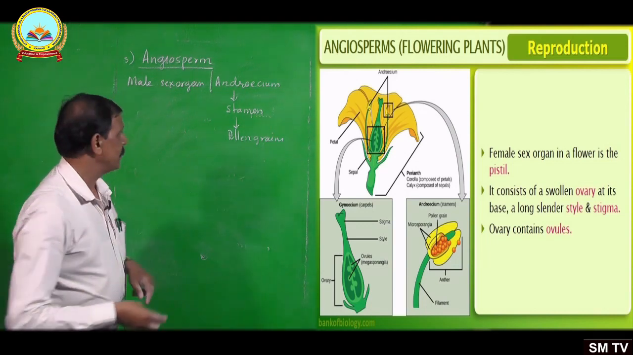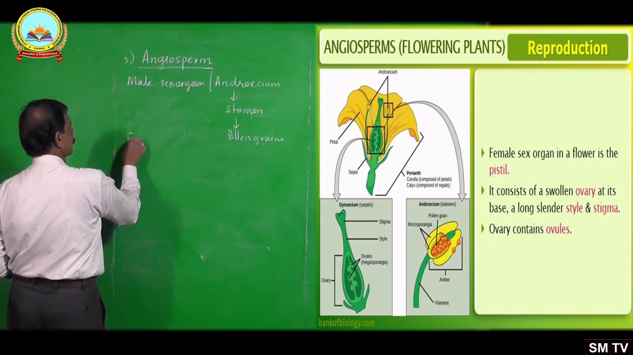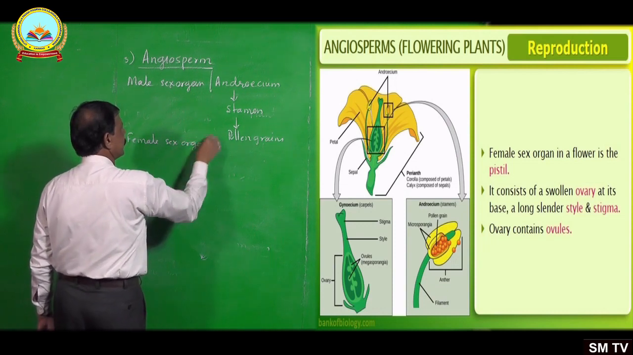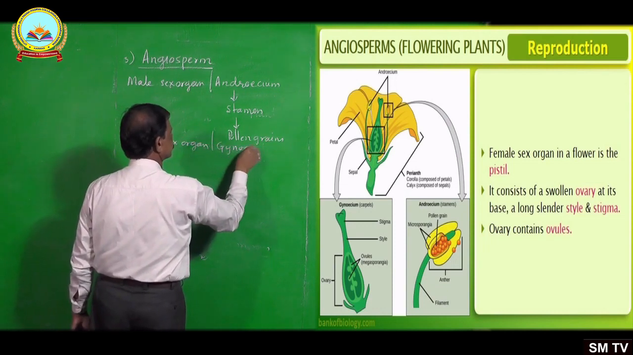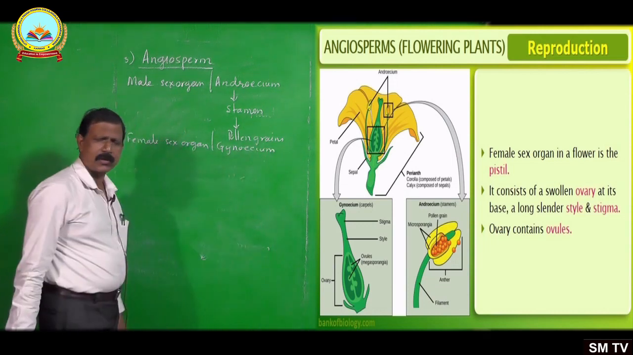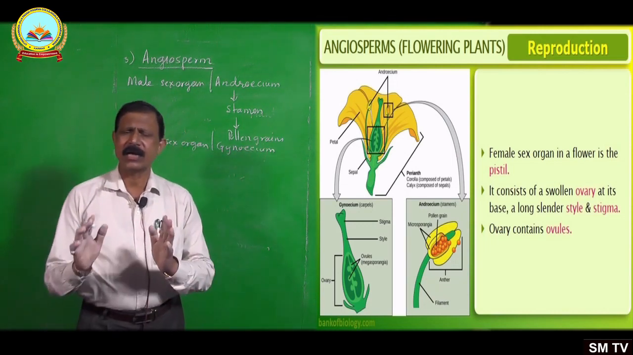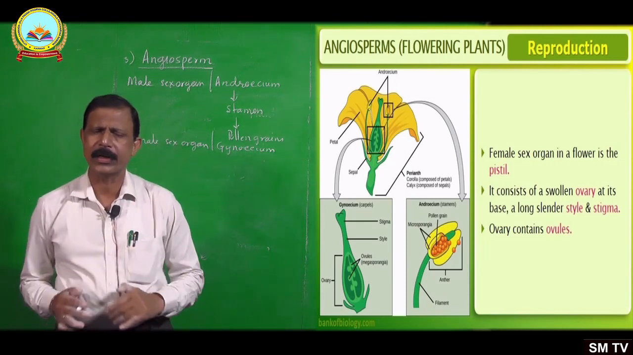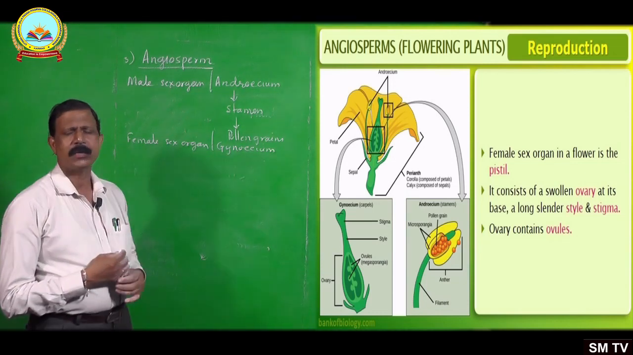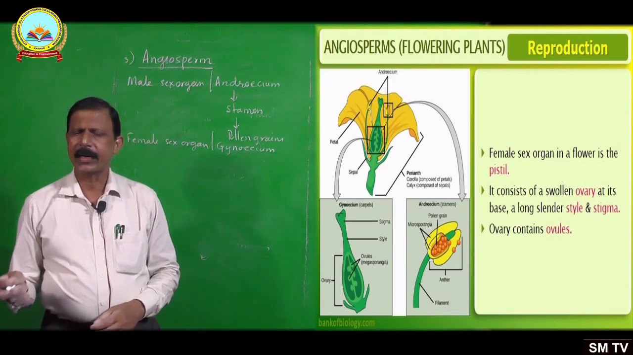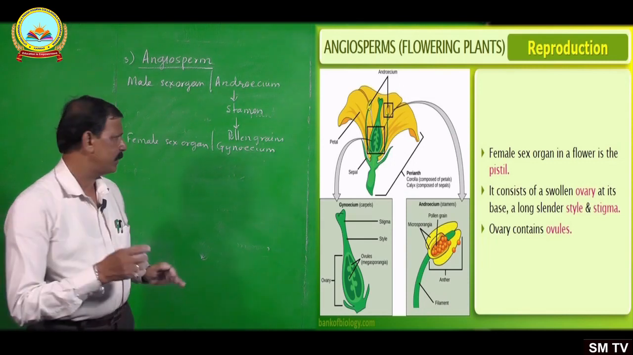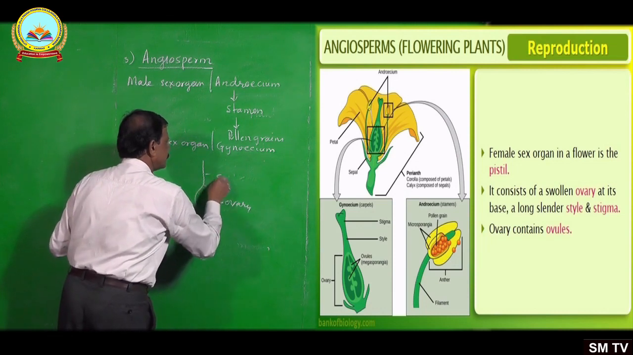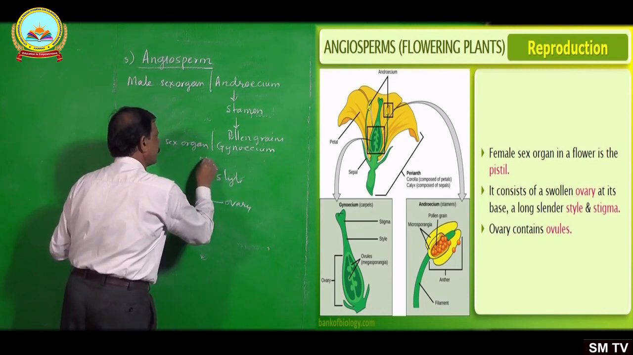In the case of the female, the female sex organ is the gynoecium, and that contains a large number of carpels. Sometimes it is also called the pistil, and it consists of a swollen ovary. In the diagram you can see the swollen ovary at the base, and this is the ovary, here is the style, and this is the what? Stigma.